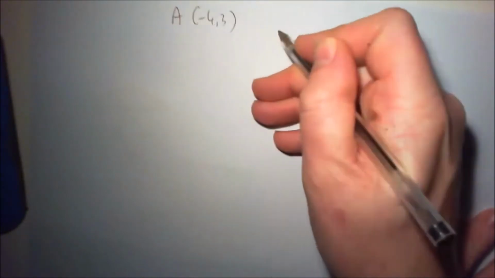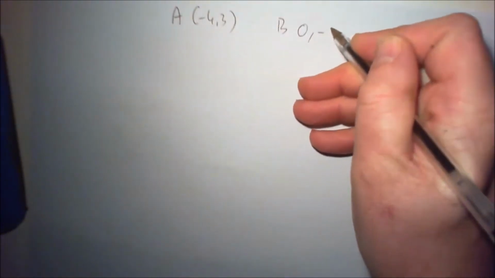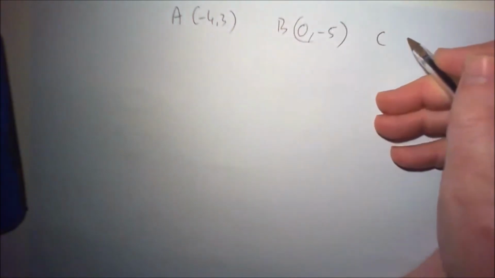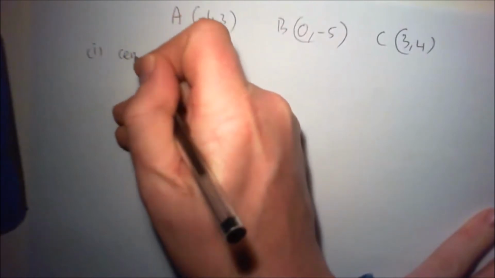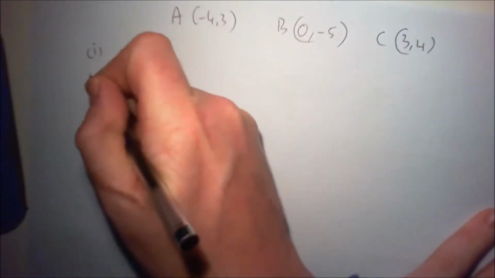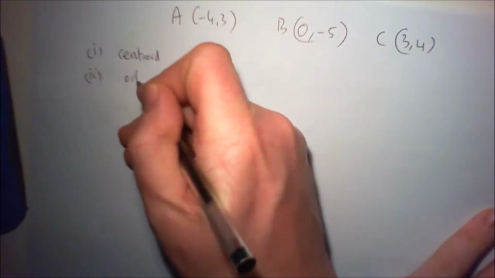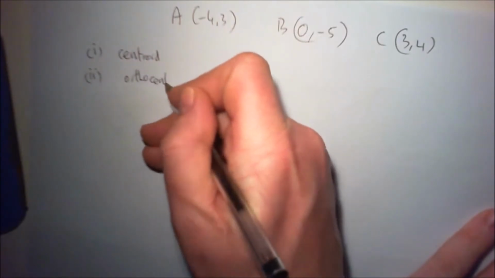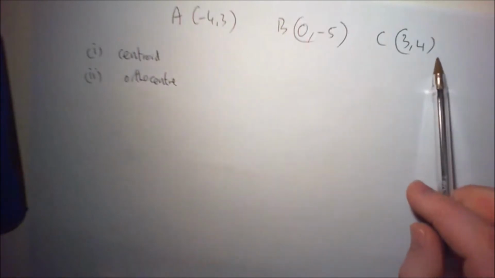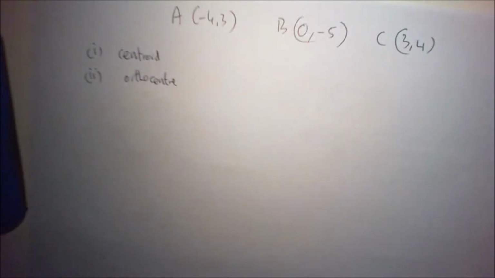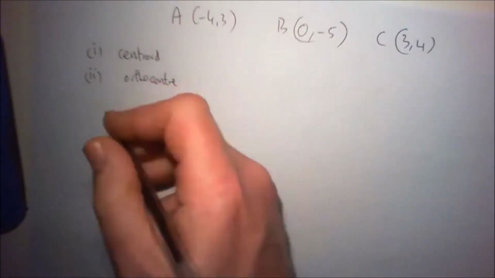Let's pick a triangle. Okay, triangle has vertices A (-4, 3), B (0, -5), and C (3, 4). And we want to find the centroid. We want to find the orthocenter. So remember, centroid, we can use the formula, I think, because we have all 3 points. The orthocenter, that's the third one where we have the perpendicular bit. So let's work out the first one, the centroid.